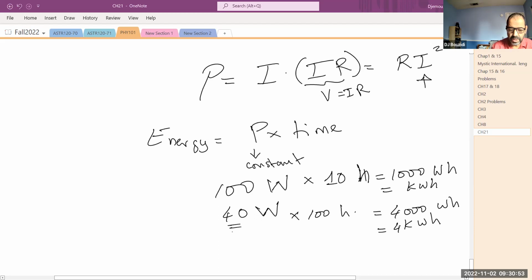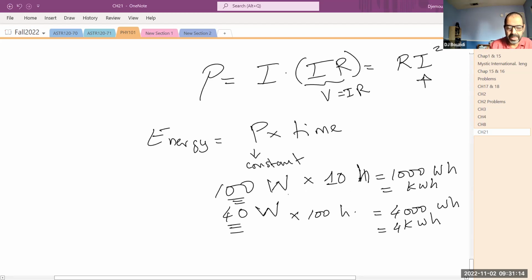So the mere fact that you have a 40 watt light bulb doesn't mean that you're going to be charged less than a 100 watt light bulb. It depends on how long you have it on. Obviously, this one is only for 10 hours. This one is for 100 hours. This is left for forever. So at the end of the day, it's going to be charged more for it. That's really what that boils down to.